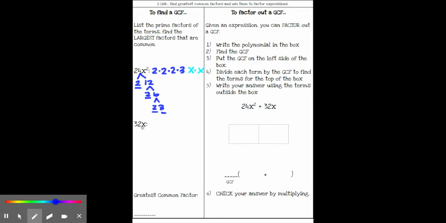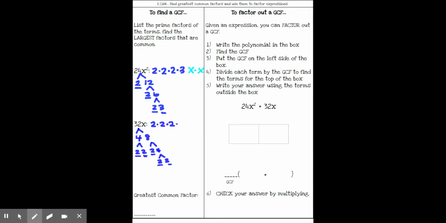We're going to do the same thing with 32. 32 is 4 times 8. 4 can be broken down into 2 times 2. And we know from before that 2's can't be broken down anymore. 8 is 2 times 4. And 4 is 2 times 2. So let's see, we have 5 2's. So 32 is 2 times 2 times 2 times 2 times 2. And then x. Now as we're looking for the greatest common factor, we look for what they have in common.